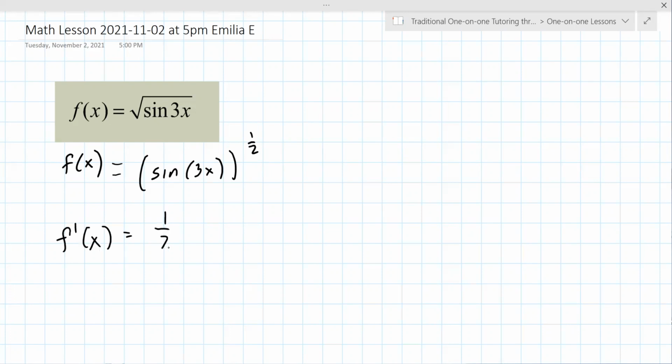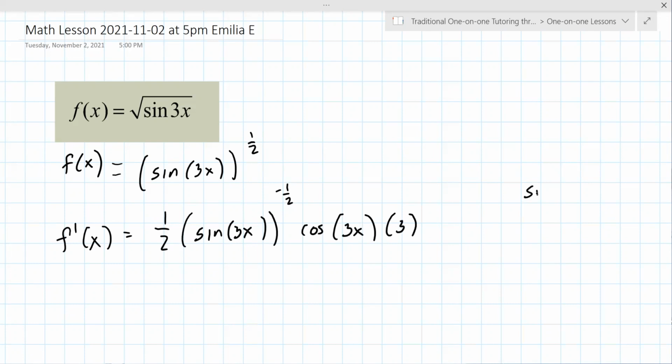Okay, so it's 1/2. Keep the inside function and power rules, so you subtract 1 minus 1/2. Derivative of sine is cosine. Keep the inside function, and then one last one: you have to take the derivative of 3x, which is 3.